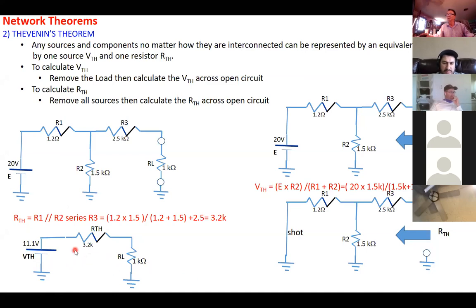Current flow. Okay, you can take 11.1 divide 3.2 plus 1.1K. That's what you get for the current flow here. If you want the voltage for the load, you take that current times RL.